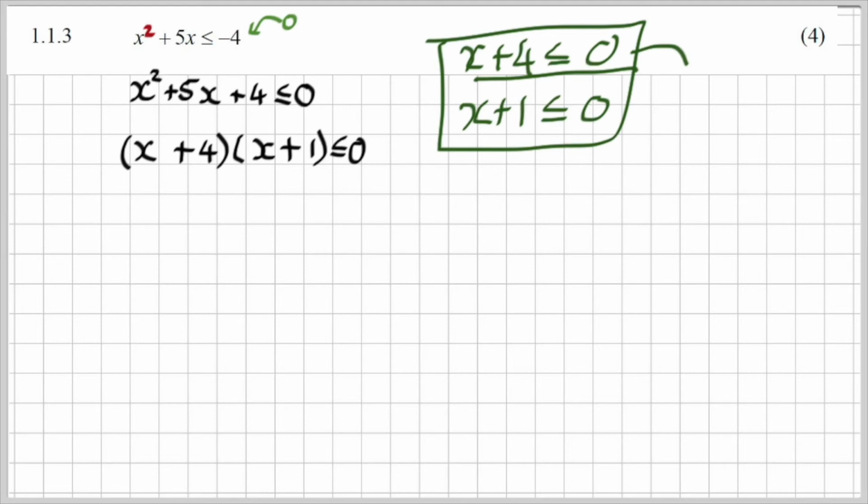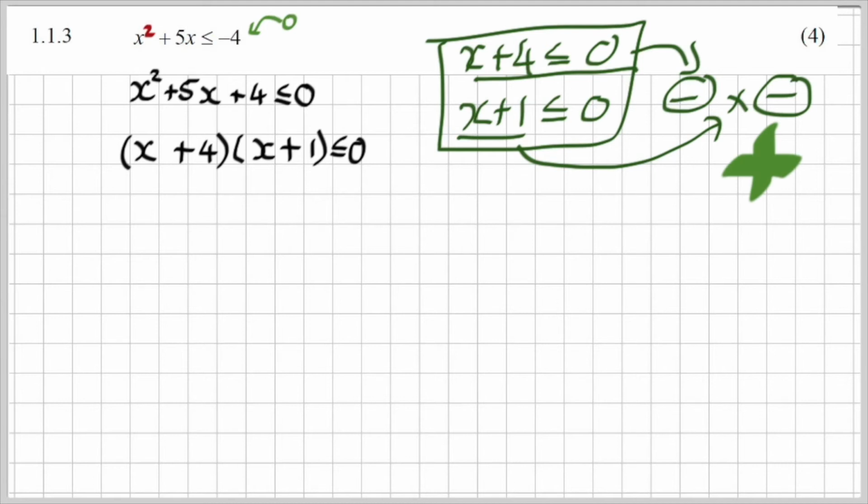We just said x plus 4 is a negative. And we said x plus 1 is a negative. But if I multiply them, I get a positive answer. So does it satisfy my inequality? No, it doesn't satisfy. So it doesn't make sense. I get very passionate about this because what you write down on paper has to make sense.